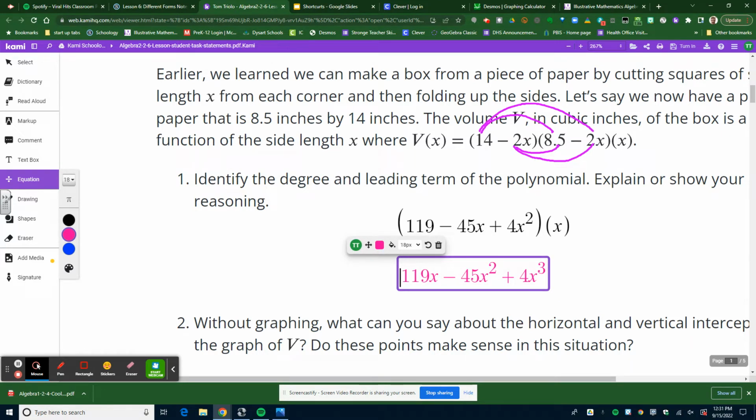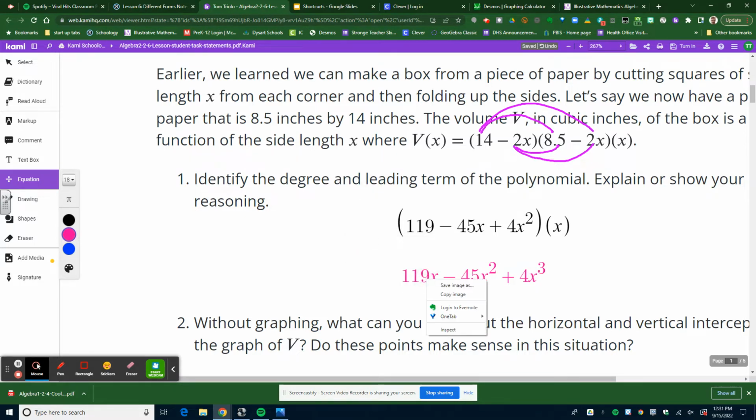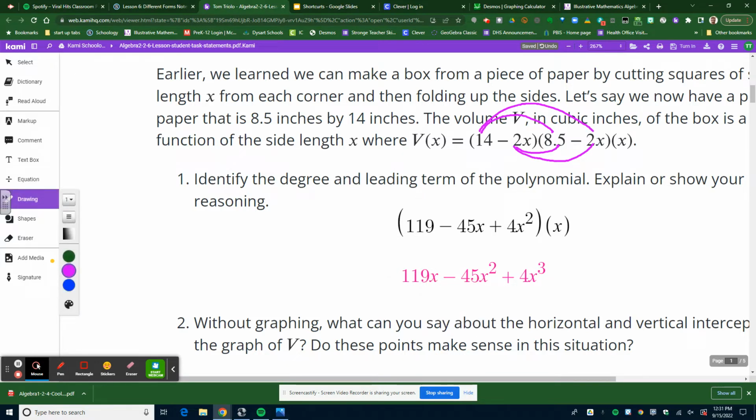Now, I need to answer the question. Identify the degree. Well, my first term has a degree 1. Is my whole thing 1 then? No. Remember, your leading term is not necessarily your first term. That will determine my degree. So my leading term is right there.